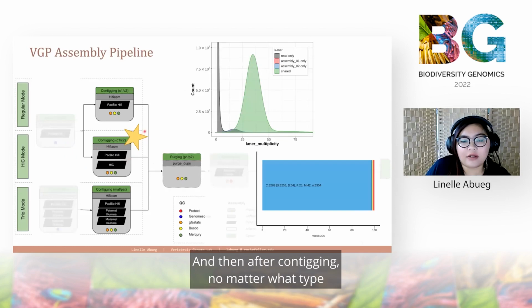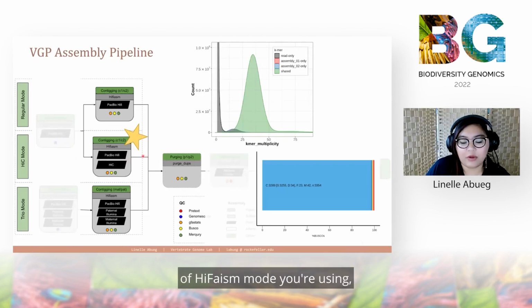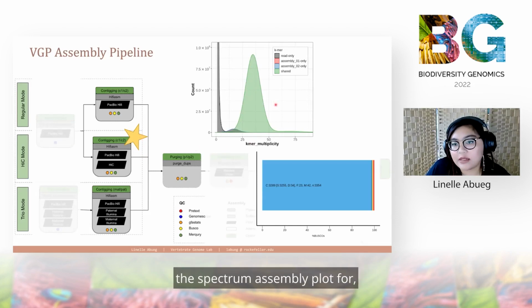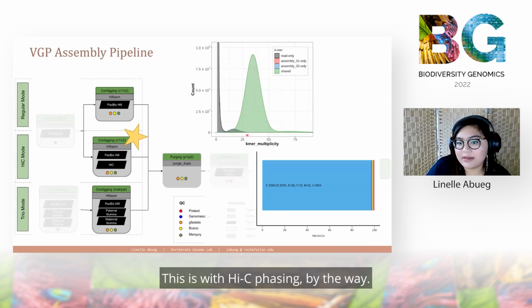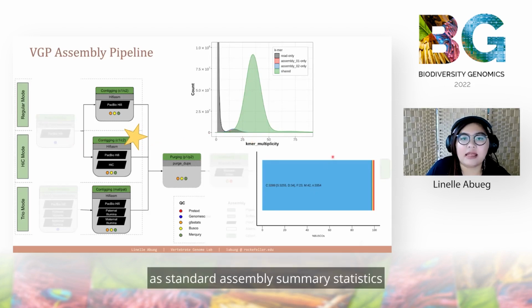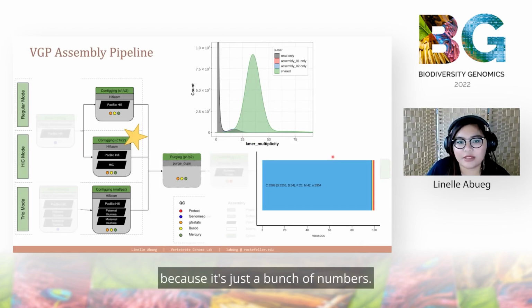And then after contigging, no matter what type of HiFiasm mode you're using, we run Merqury to generate, for instance, the spectrum assembly plot for, in this case, a homogametic specimen. This is with Hi-C phasing, by the way. And also other metrics such as BUSCO plots, as well as standard assembly summary statistics, which I've not included here because it's just a bunch of numbers.